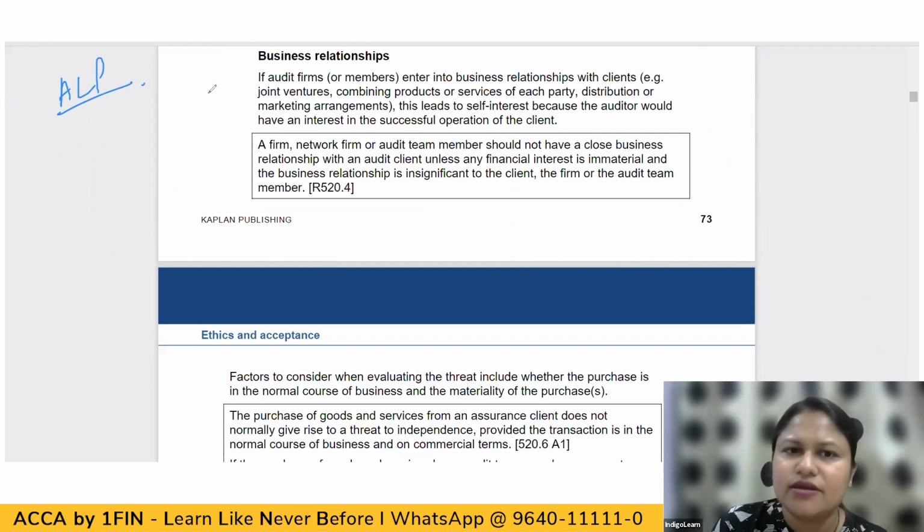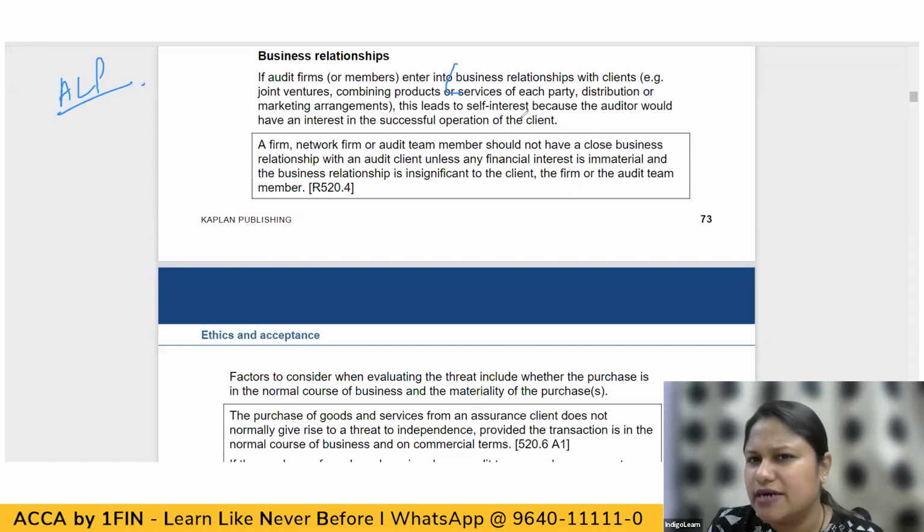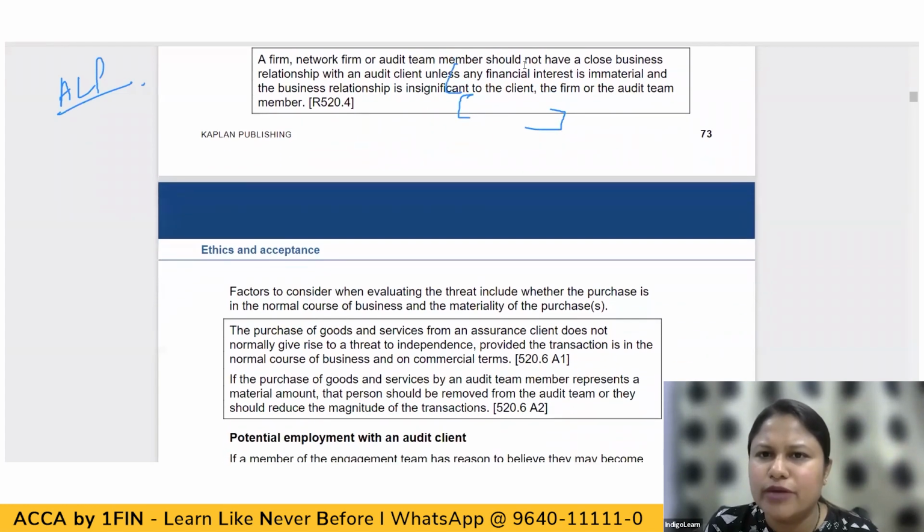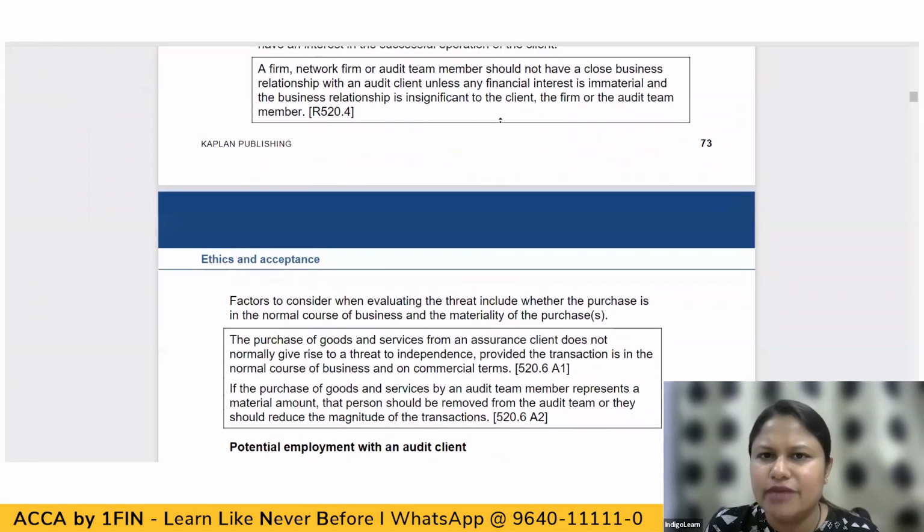Got it? Okay. If the audit firms or members enter into a business relationship with the client, for example joint ventures, combining products or services of each party, distribution or marketing arrangements, this leads to self-interest because the auditor would have an interest in the successful operation of the client. Because as the client will grow, you will also grow. Or if the client is supposed to pay you money, and if their business fails, then in that case you will not be able to get your money back.